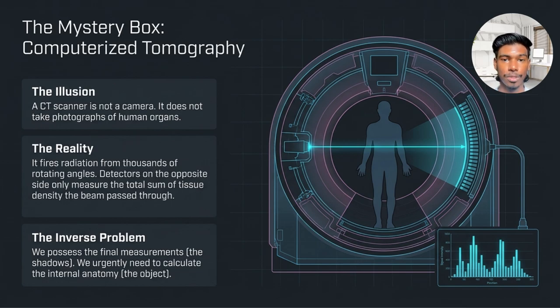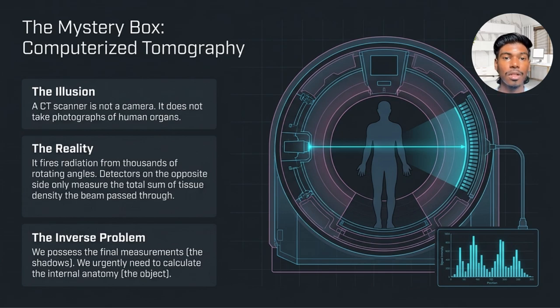Now let's look at how computerized tomography, also known as CT scan, actually works. Many people think that a CT scanner is like a camera that takes photographs of human organs, but that's actually an illusion. In reality, the scanner fires X-ray radiation from thousands of rotating angles around the patient's body. The detectors on the opposite side do not capture images.